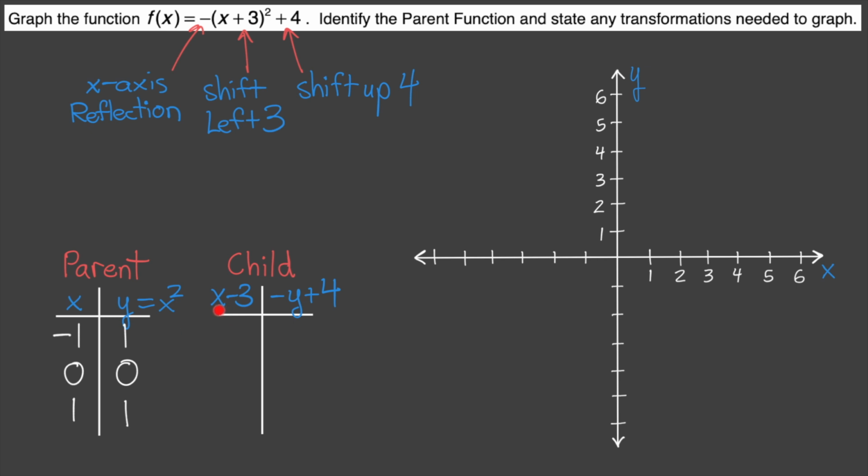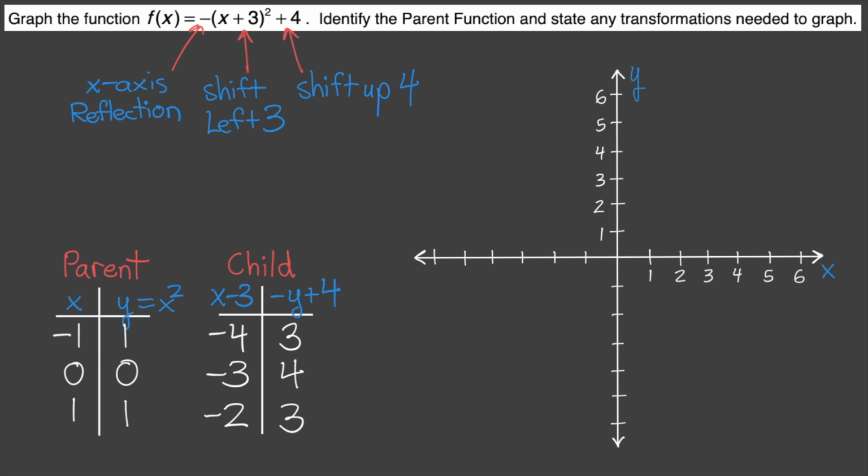Now we'll plug in -1. -1 minus 3 is -4. Then we'll plug in the next x value, which is 0. 0 minus 3 is -3. Then 1 minus 3 is -2. Next, the y's, so we'll plug in 1. -1 plus 4 is 3. Plug in 0. 0 plus 4 is 4. And then plug in 1. -1 plus 4 is 3. All right, so let's go ahead and graph our parent function first.